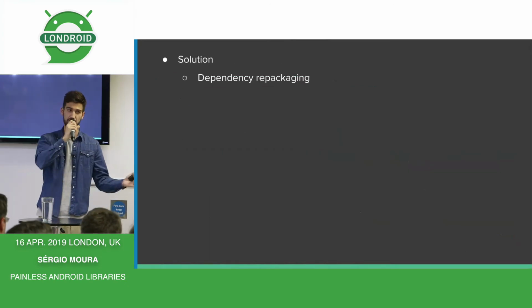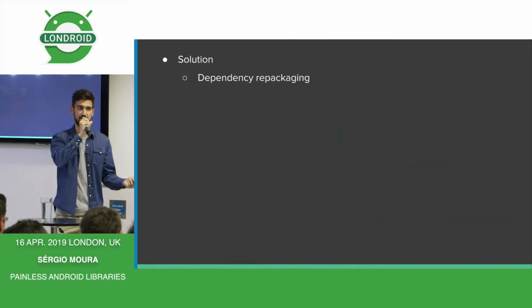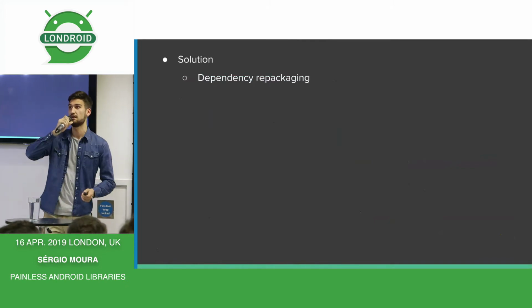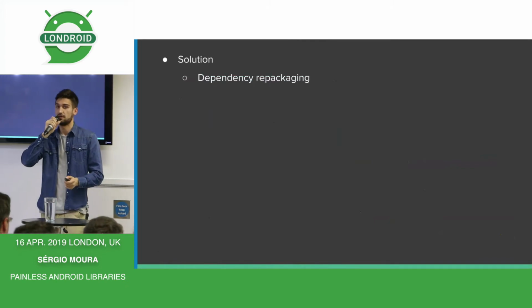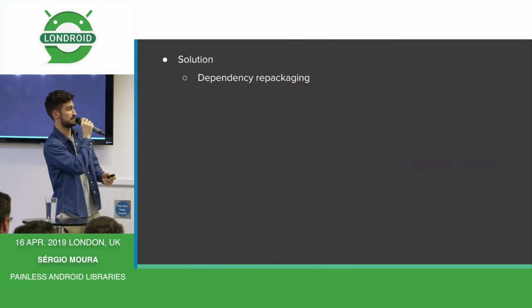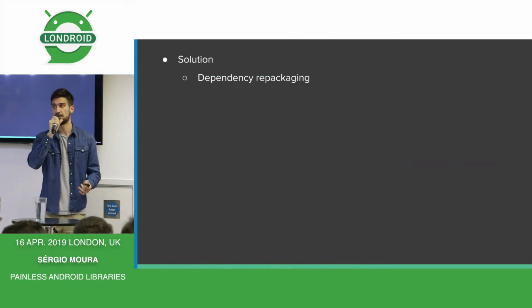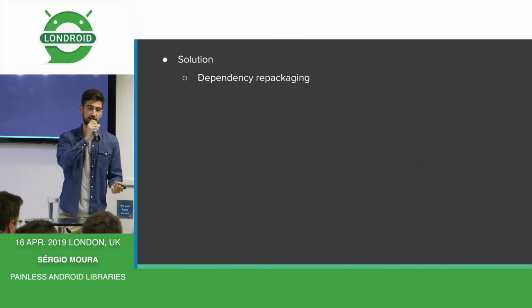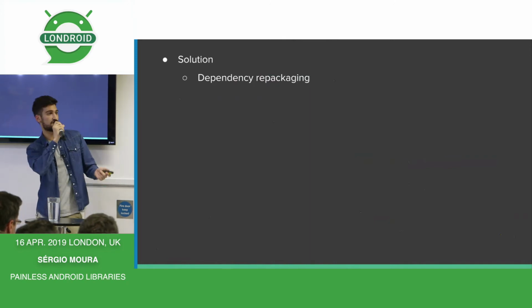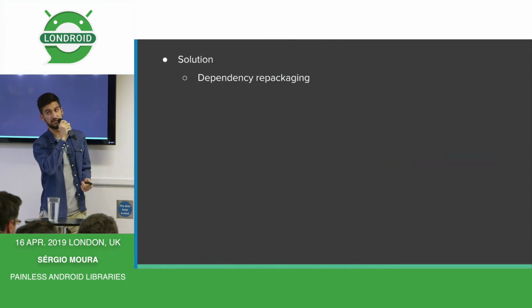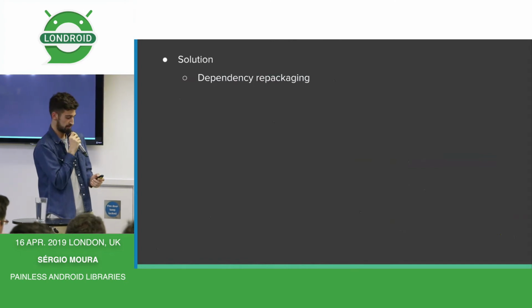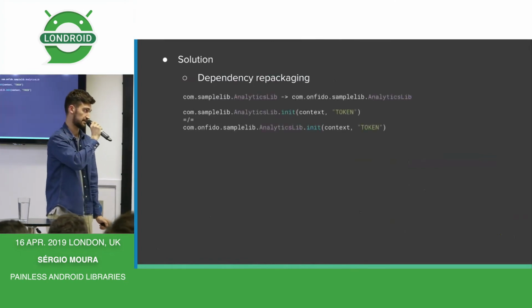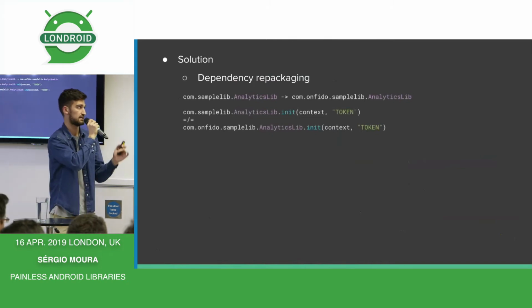So now I want to present you a solution that solves this set of three problems, and it's called Dependency Repackaging, which means that you are changing the packages of Java or Kotlin files in a module for them to not conflict with the host app ones. Here is a simple example of what this means in practice.